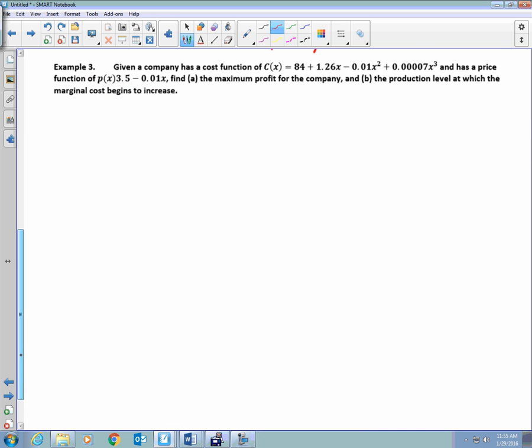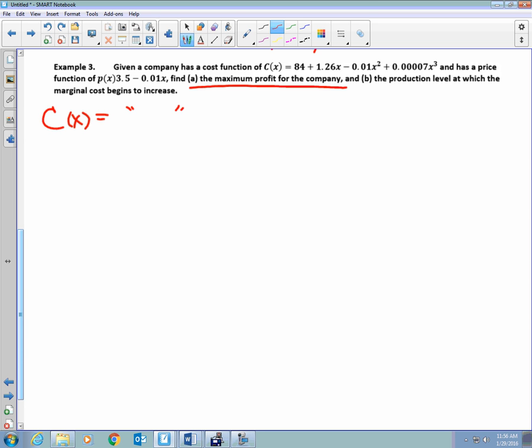It says, given a company has a cost function of that and a price function of that, find A, the maximum profit for the company, and B, the production level at which the marginal cost begins to increase. We won't focus on B right now, but maximum profit we will consider. We have a cost function, and it's that thing right up there. I'm not going to write all of it down. It's a lot of work.